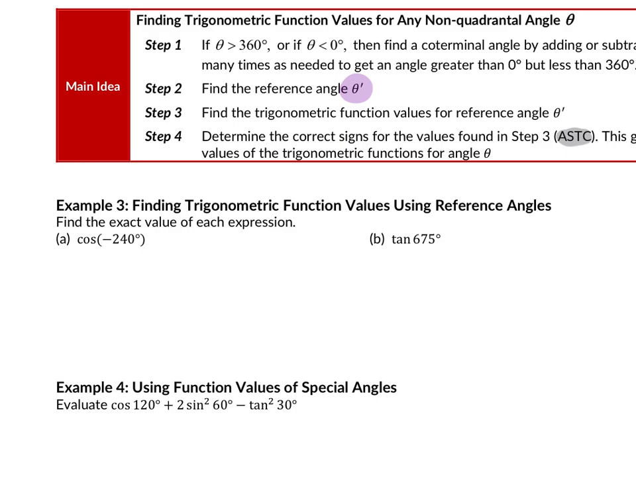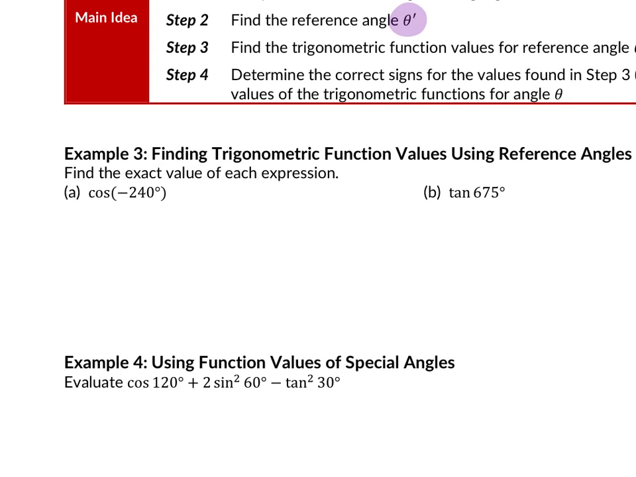Well, negative 240, if we find a coterminal angle, which means I want the same ending place, we're just going to add 360 to negative 240. This means that we're actually finding the cosine of 120, because negative 240 plus 360, so that I get a positive angle within 0 and 360, means cosine of 120.